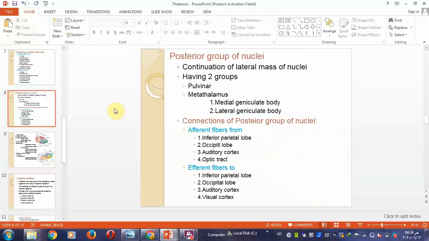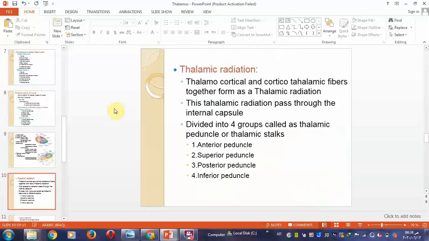Group of nuclei and some of their afferent and efferent connections, and the functions of the thalamus. Thalamic radiation: thalamocortical and corticothalamic fibers together form the thalamic radiation.